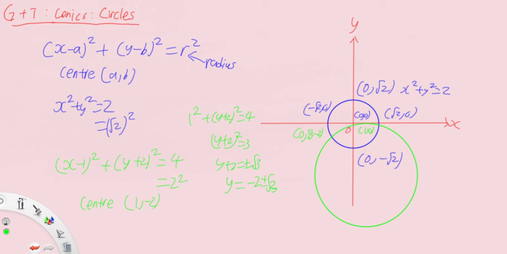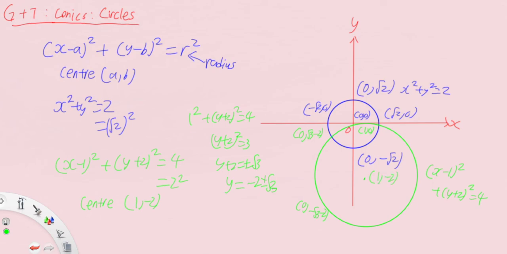Don't forget root 3 is positive. That's why root 3 minus 2 is bigger than the other intersection point at minus root 3 minus 2, or minus 2 minus root 3. And this will be the curve of x minus 1 squared plus y plus 2 squared equals 4, where your radius is 2 and your center is at (1, minus 2).